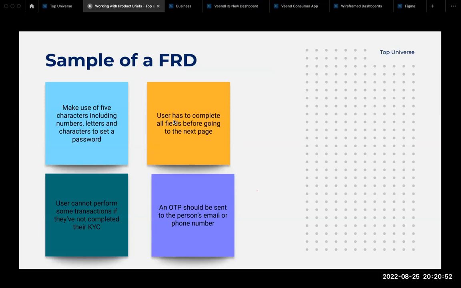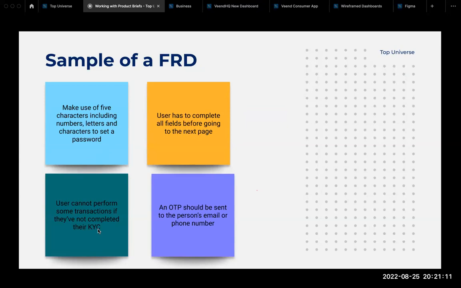User has to complete all fields before going to the next page. I'm sure you must have seen this somewhere where you're filling the form and you want to continue, and it tells you, no, you can't continue. You have to fill that form. You have to complete that place. Then users cannot complete some transactions if you've not completed something like KYC. Now, this is if you've used Kuda very well.